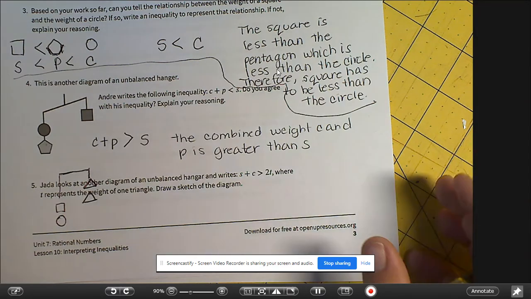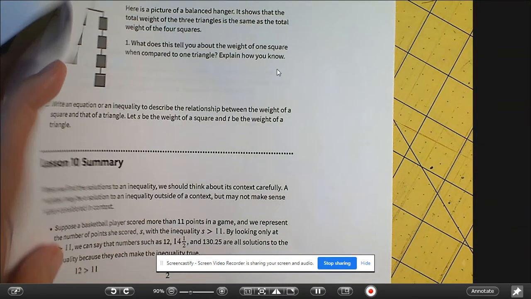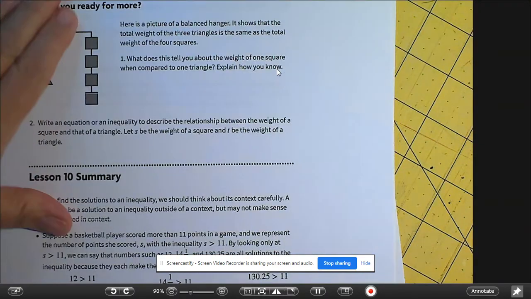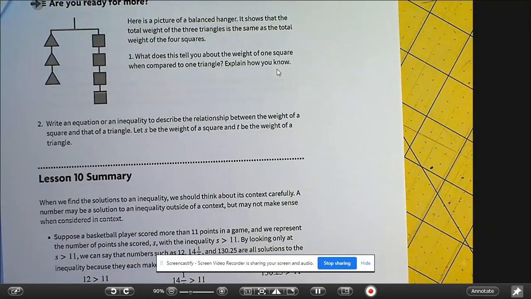That is the end of the student-facing task statements. There is an Are you ready for more? If you want to do it, you can do it and then send it to me through email if you want me to check it for you.